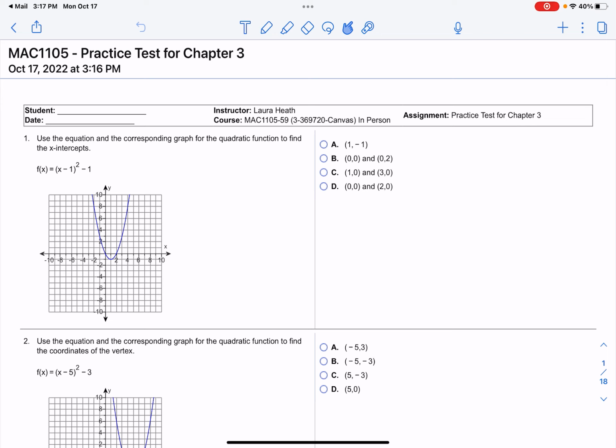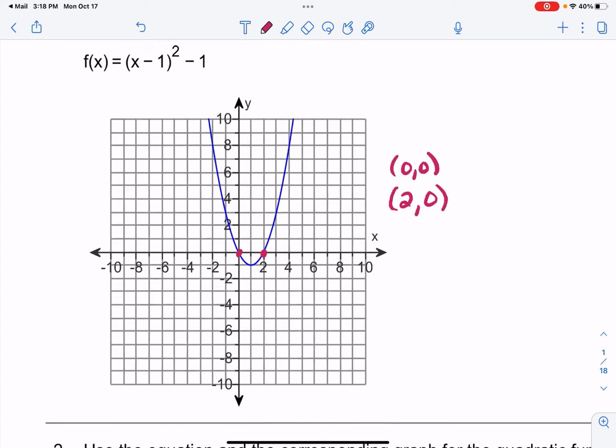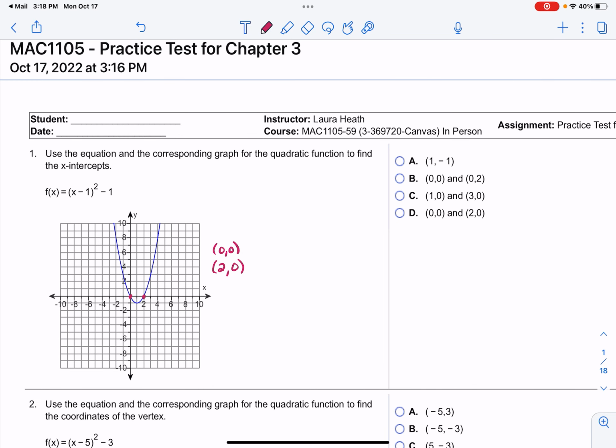Number 1, use the equation and the corresponding graph for the quadratic function to find the x-intercepts. We could look closely at the graph to determine the x-intercepts, those points where the graph crosses through the x-axis. And those two x-intercepts are at the origin (0, 0), and at the point where x is 2, y is 0. So our choices are (0, 0) and (2, 0) for our x-intercepts.